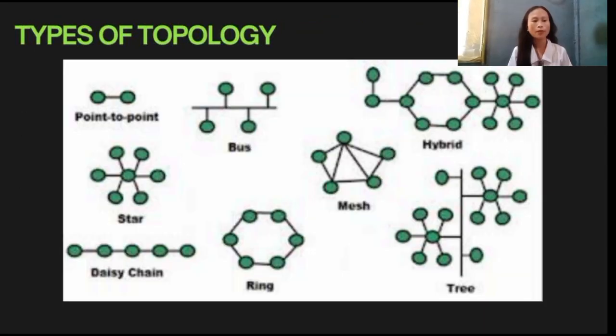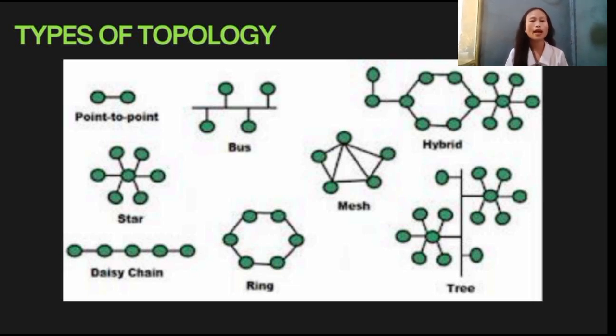So, let's proceed to types of topology. We can see them in the PPT below. The first one is point-to-point. Point-to-point is a network topology where each device is connected directly to another device through a dedicated link. So the next is bus. Bus is a network topology where all devices are connected to a single cable or backbone.